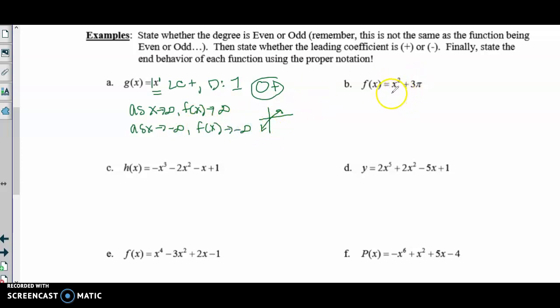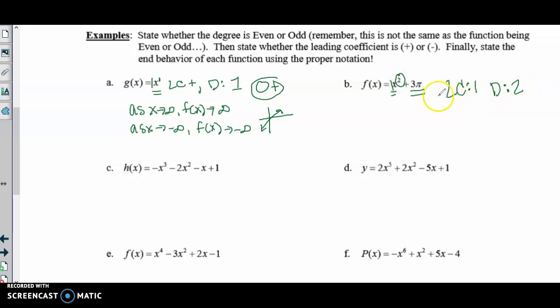All right, so let's take a look at this one. Now who cares? 3 pi, that's actually just a constant. If you multiply it out, it's just a number. So what is your leading coefficient here? Your leading coefficient is 1, the number in front of the highest degree. What is the degree? How hot's your polynomial? The highest exponent here is 2.